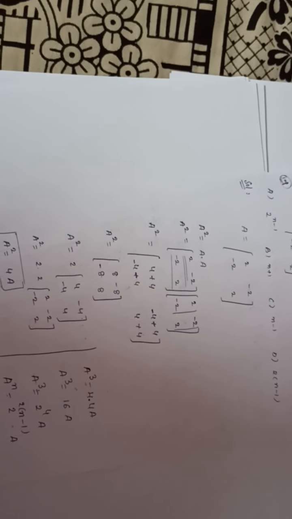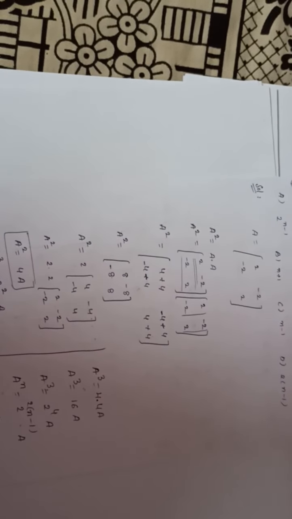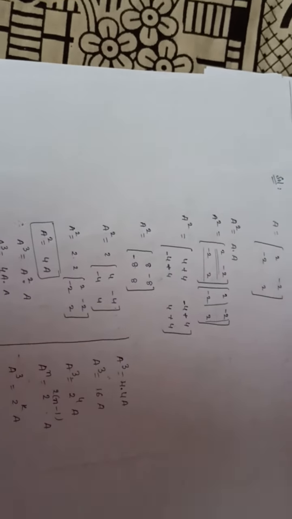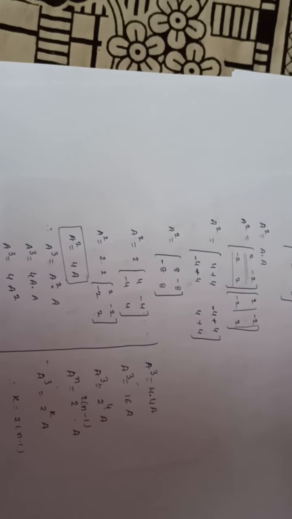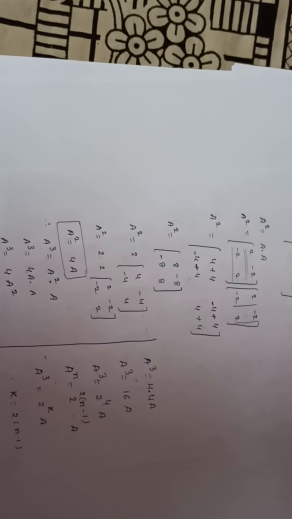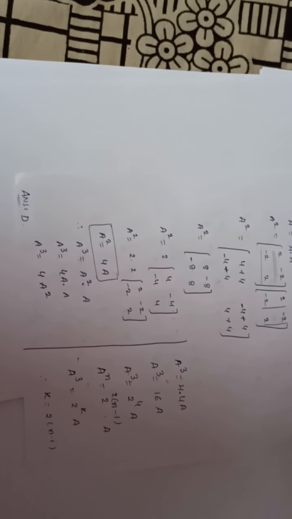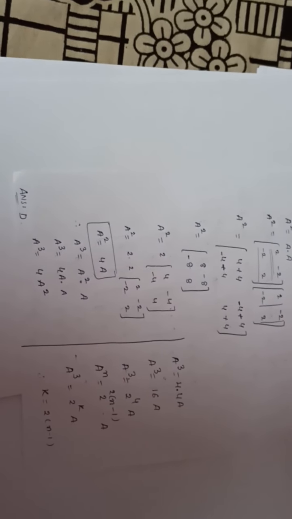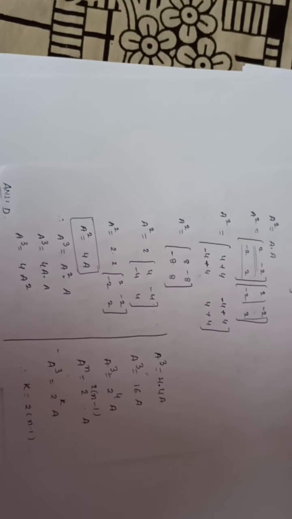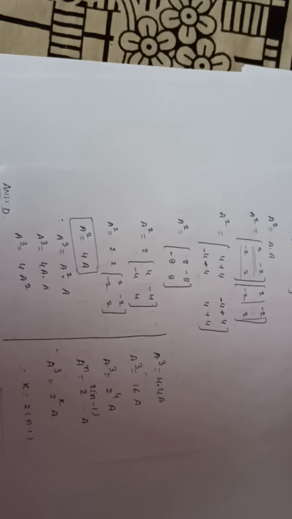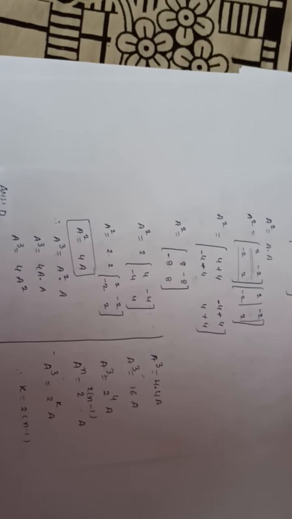Again, if you take 2 common here, A square equal to 2 into 2, 2 minus 2 minus 2 2. What is this matrix? The given A. Therefore, A square equal to 4A. Suppose if you want to find out A cube, what is A cube? A square into A. Therefore, A cube equal to, what is A square given? Already got that. A square equal to 4A into A. Therefore, A cube equal to 4A square. A cube equal to 4, what is A square again? 4A. Therefore, A cube equal to 16A.